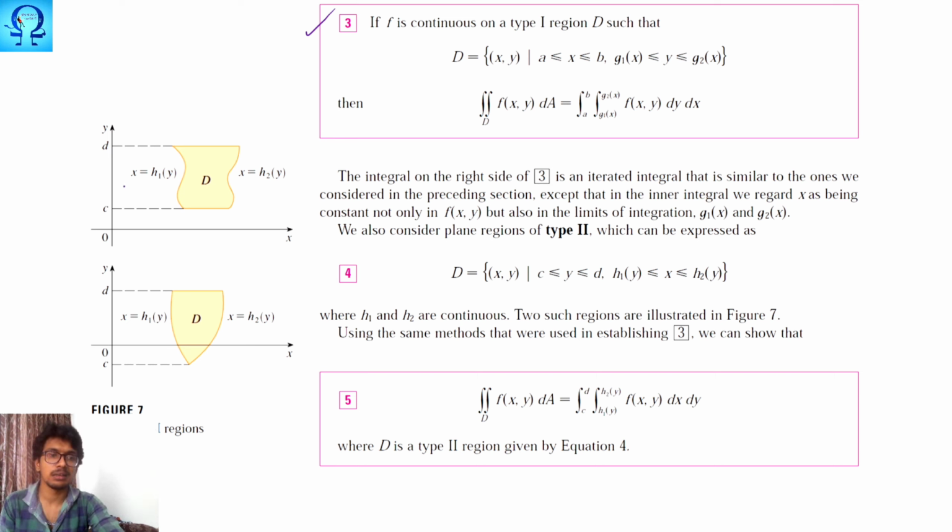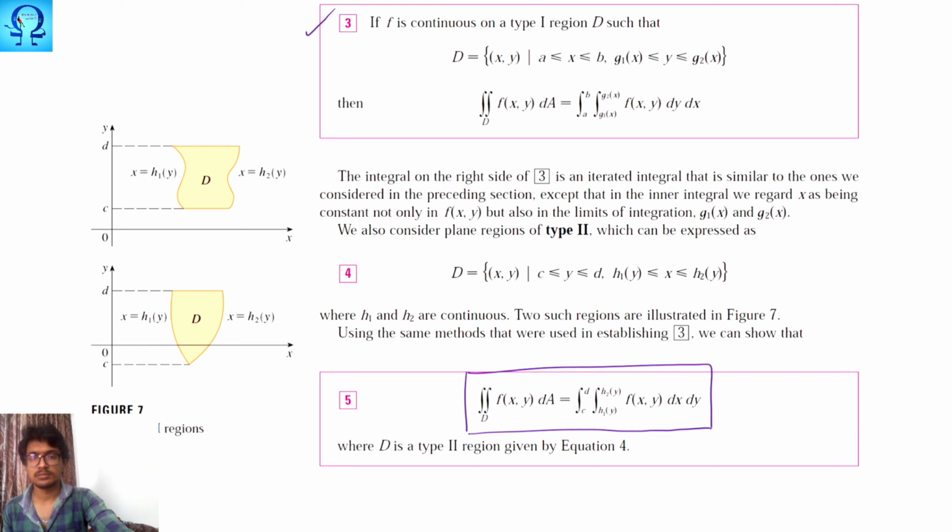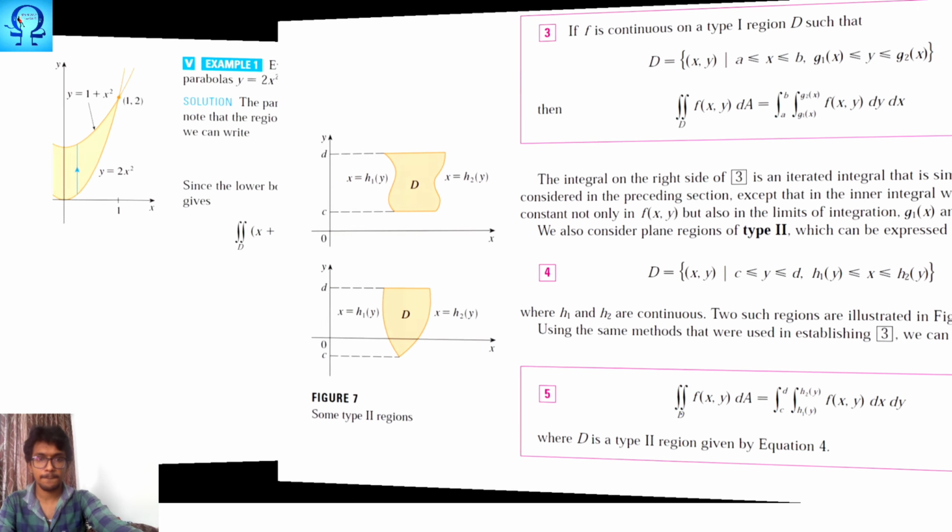Type 2 means here your y value is fixed and x value varies between two curves. Okay, these two are some type 2 regions. And here your integral, using the same idea, you can extend this. Using similar arguments, you may very well see that first we are integrating with respect to x and then we are doing it for y.